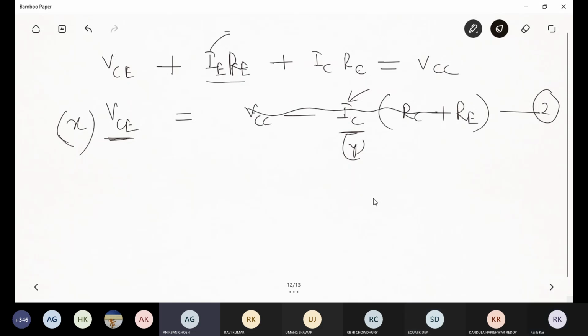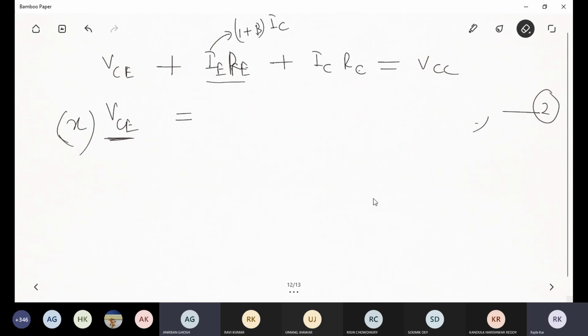Or else here you can write down 1 plus beta into IC, right? Now you find IC is a common factor. You simplify this. Just substitute the values of IC, beta, RE, RC, and VCC, and find out the value of VCE from here. What I have done is just approximated, assuming that IB is negligible, just to make the equation simpler, or else you can always substitute 1 plus beta into IC.